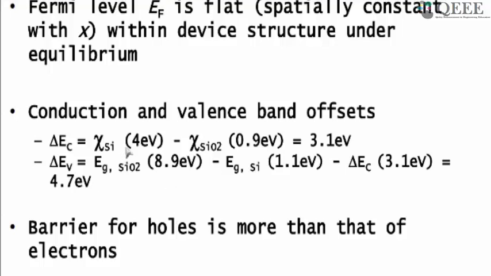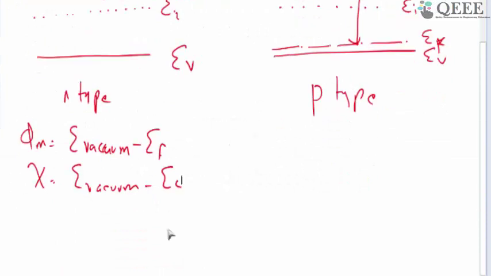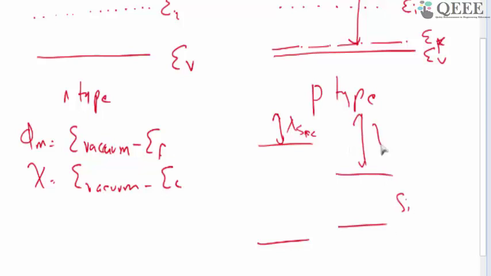For example, for silicon the value of chi is around 4 electron volt. For silicon dioxide, an oxide, the chi is around 0.9 electron volt. When you put two dissimilar materials side by side, suppose this is the chi of the oxide, and this is silicon, so this is the chi of silicon.